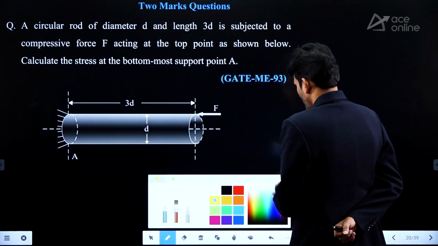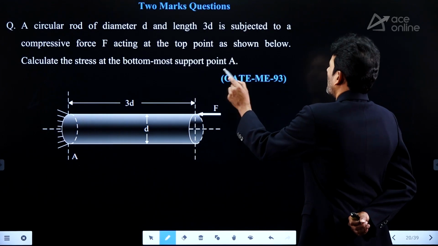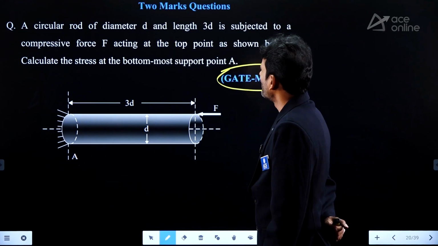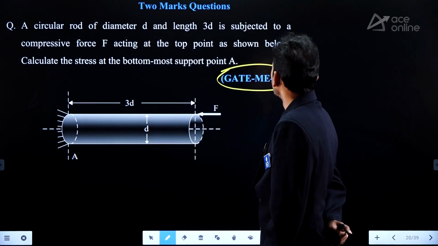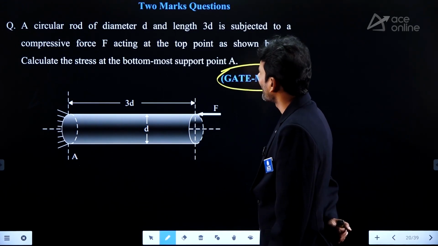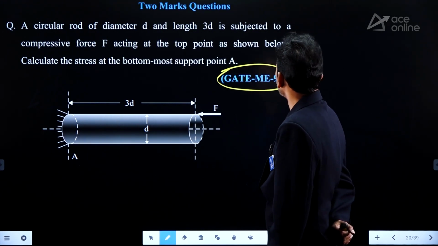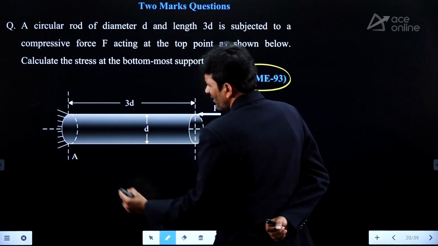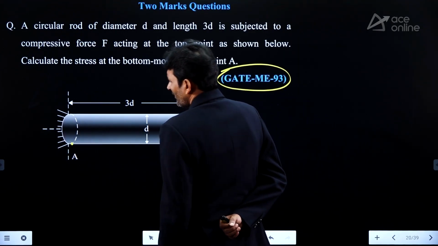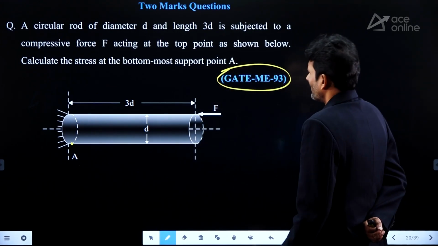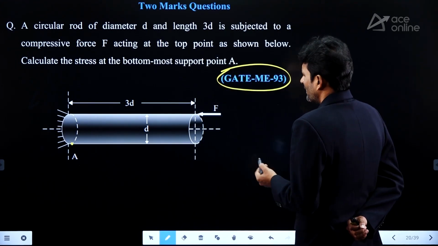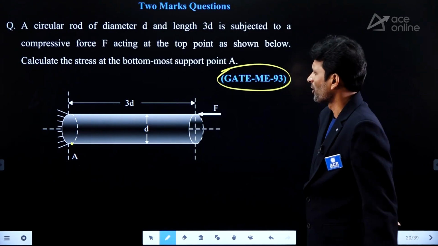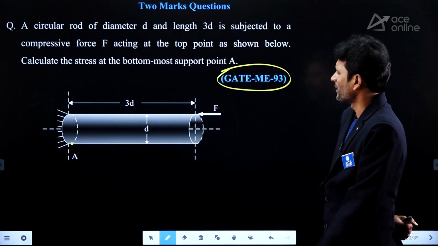Take the question, read the question carefully. Again, it is a very long back question. 93. A circular rod of diameter D and length 3D is subjected to a compressive force F acting at the top point as shown in the figure. Calculate the stress at the bottommost support at A. Here we need to find out the stress value at this point. Now here, this is not related to the torsion question. It is basically a combined bending and axial loading problem. Anyhow, we are going to solve the problem at this moment.